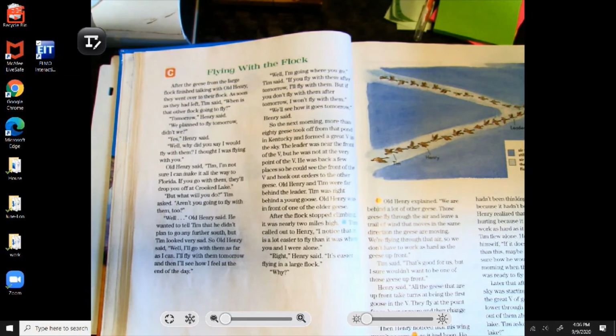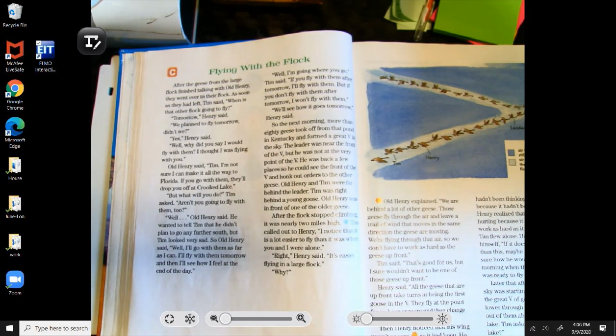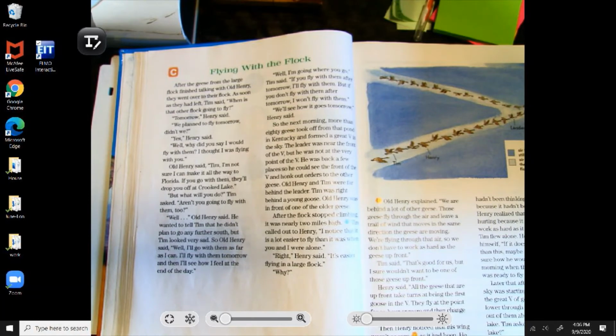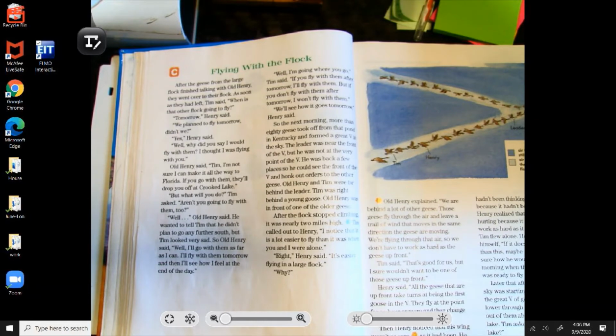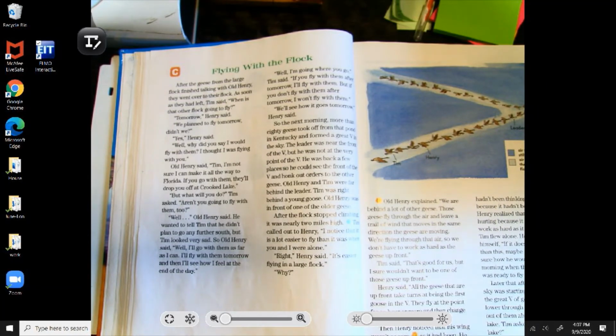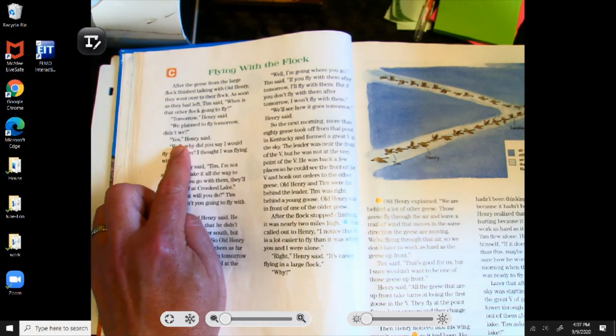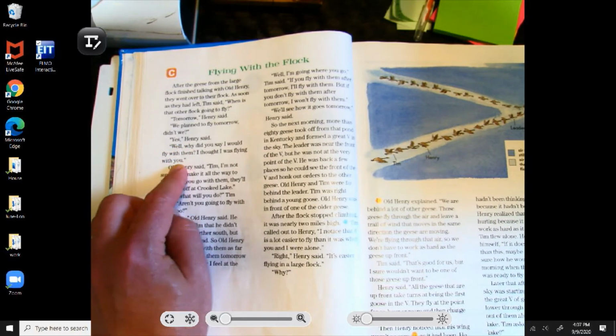Flying with the flock. After the geese from the large flock finished talking with old Henry, they went over to their flock. As soon as they had left, Tim said, "When is that other flock going to fly?" "Tomorrow," Henry said. "We planned to fly tomorrow, didn't we?" "Yes," Henry said. "Well, why did you say I would fly with them? I thought I was flying with you."